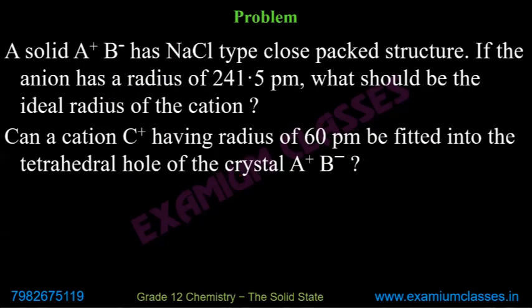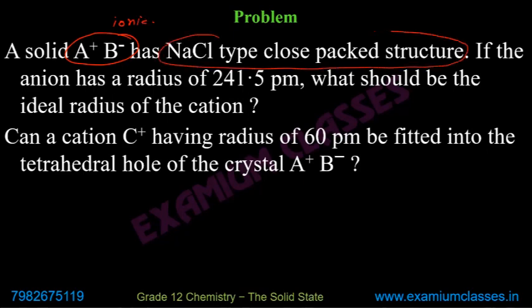Now the question. A solid A plus B minus, which means it is an ionic solid, has NaCl type closed pack structure. Now I told you a few seconds back, if it says NaCl type closed pack structure, what you need to understand from it. Tell me in the chat box.